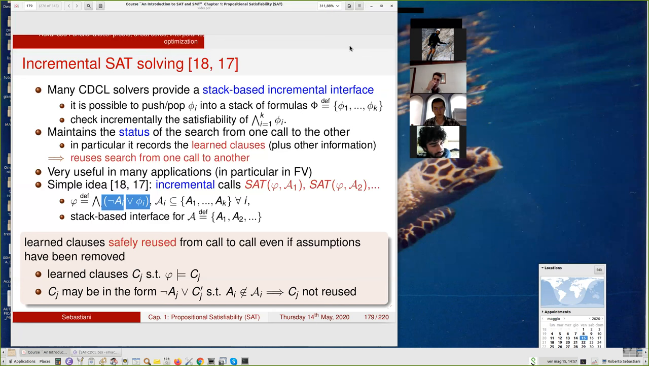Okay, I see. But the typical use is that you still push and pop, push, push, push, pop, push, push, push, pop, push, push, pop. So you can push and pop tens of thousands of times. This is something that is very much in use, in particular in model checking, symbolic simulation, formal verification software, planning, and other related problems. Okay? Is it clear now?